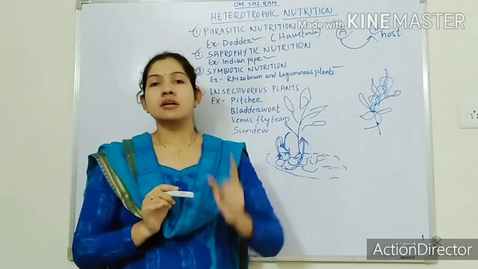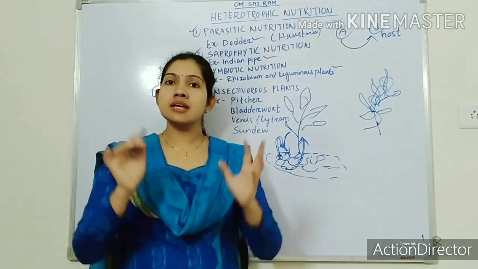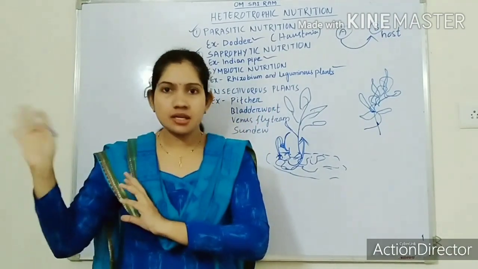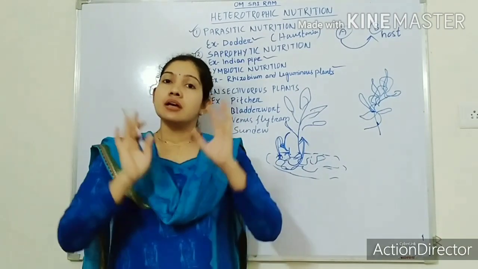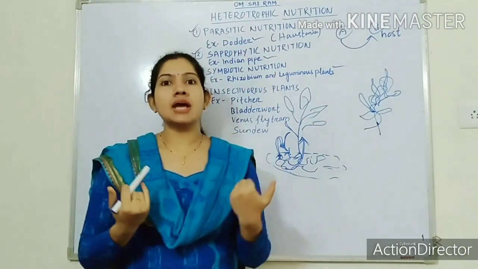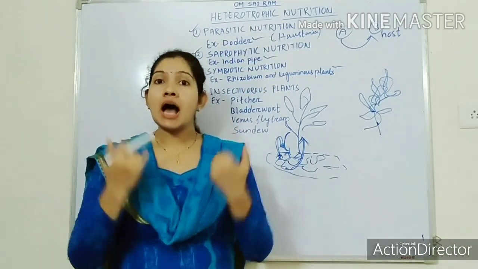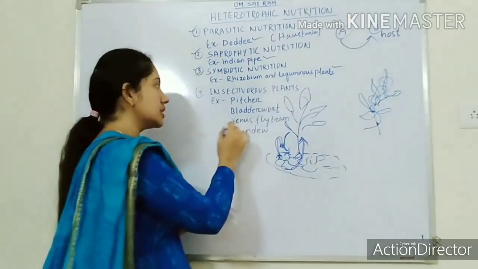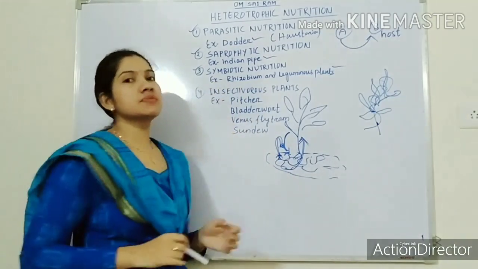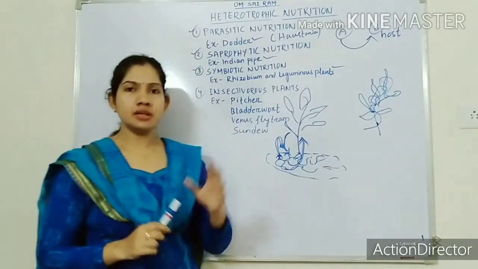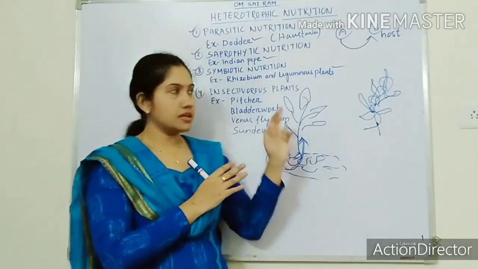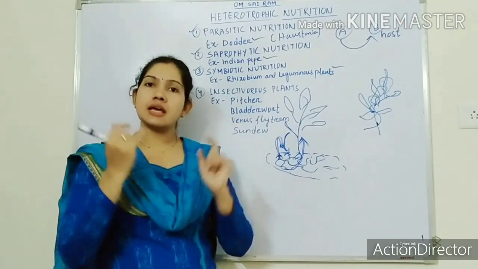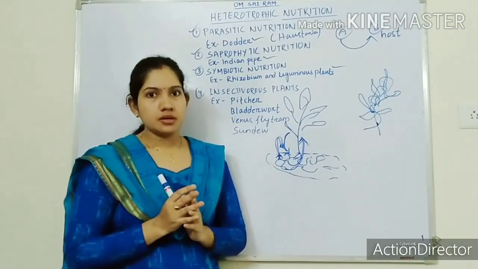As I have mentioned, nitrogen cannot combine with any other element and it cannot be taken from the atmosphere directly. So how are plants taking nitrogen? With the help of these nitrogen fixing bacteria. Here I have mentioned only one bacterium, rhizobium. Azotobacter is also one more example.